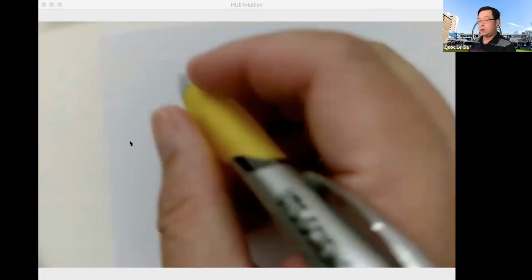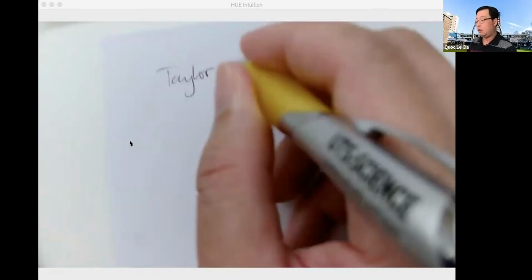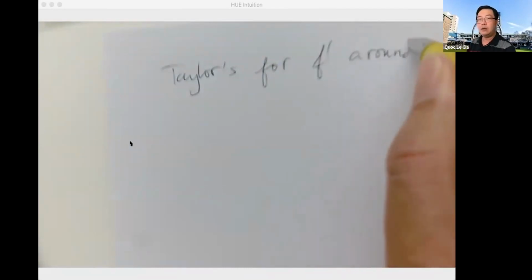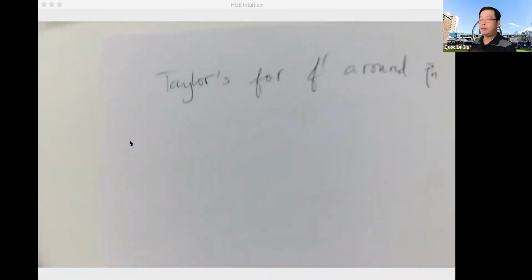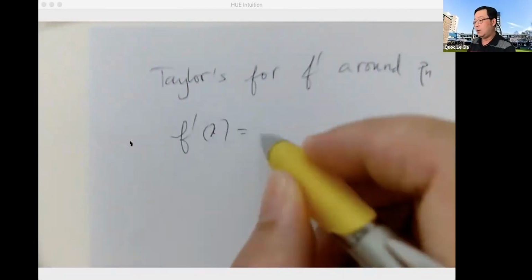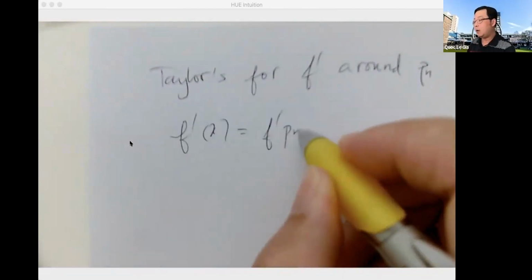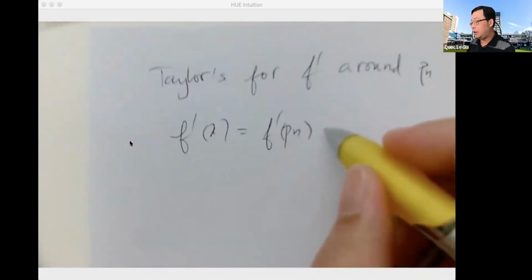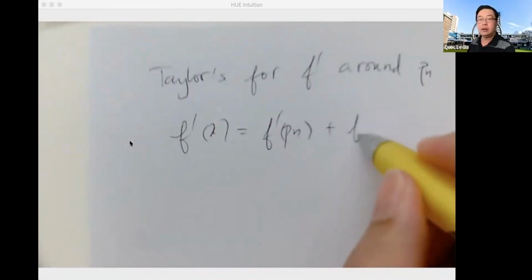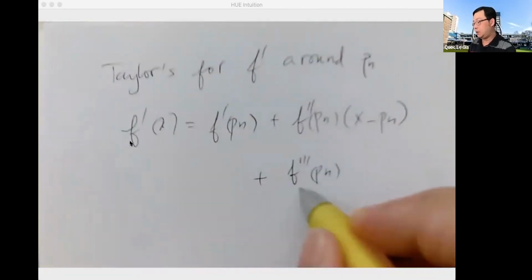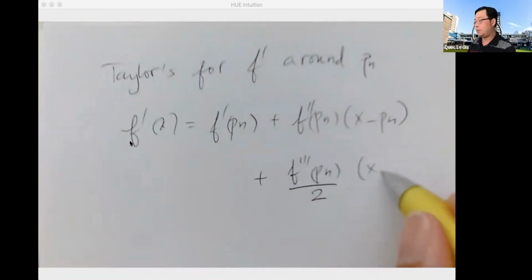So Taylor expansion for f prime around Pn, which is essentially just a differentiation of the Taylor expansion for f. So you got f prime x equals f prime Pn plus f double prime. Okay, so now the prime becomes a double prime, Pn, x minus Pn, and now it becomes the third derivative. Remember, because you differentiate, x minus Pn squared, and plus higher order terms.